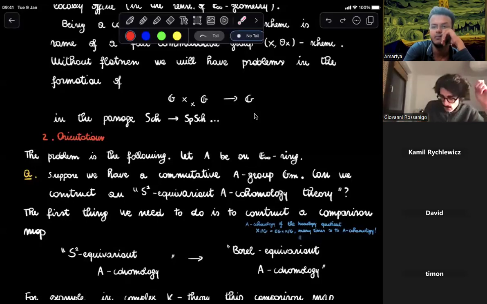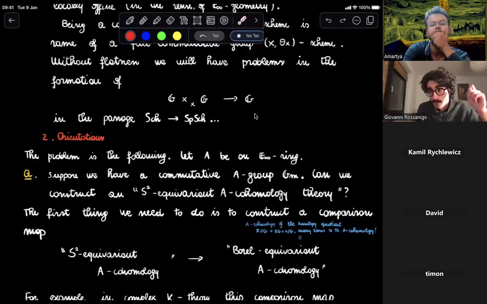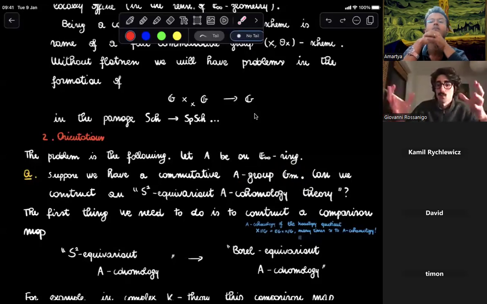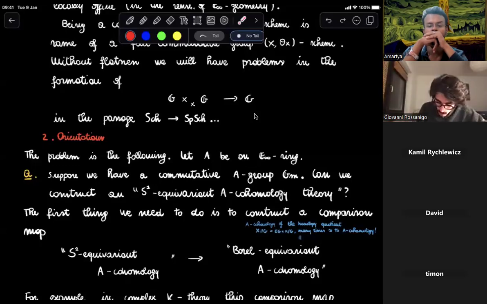And suppose that we are able to construct a commutative group GM over the affine spectrum Spec A, so a commutative A-group. Can we construct a naive equivariant cohomology theory, let's say an S1-equivariant cohomology theory? The answer is that in general, if we start with a cohomology theory, one can do a very simple thing. We can look at what's called Borel cohomology.